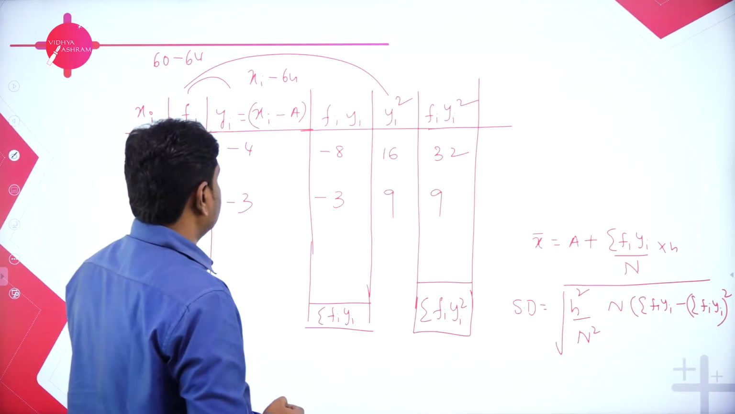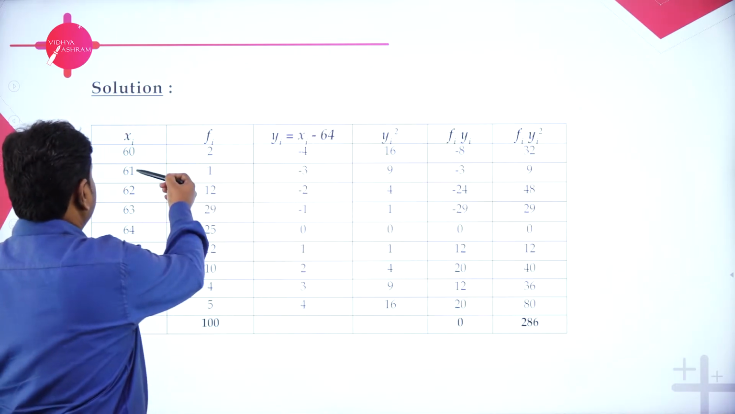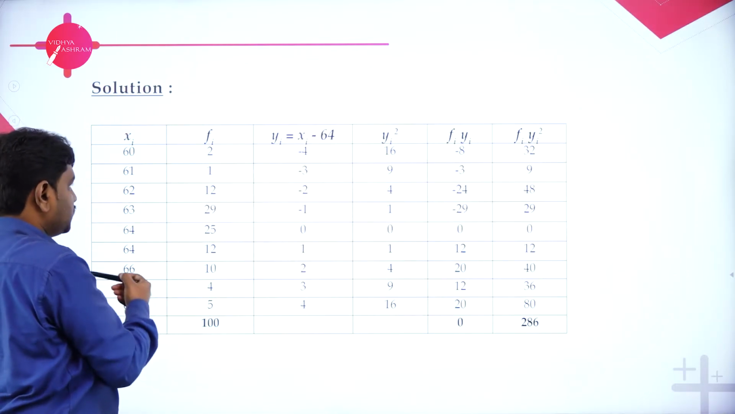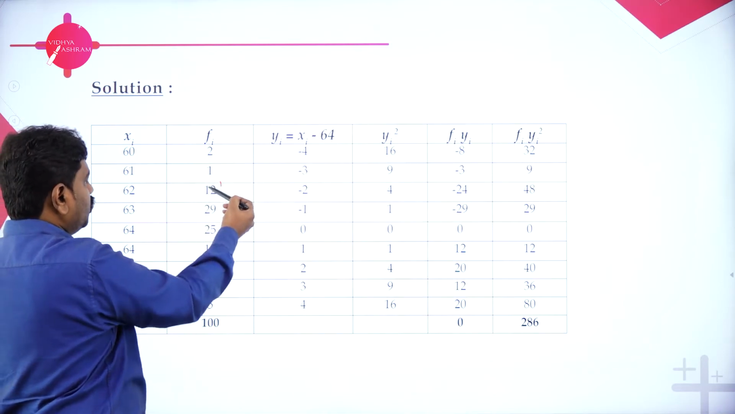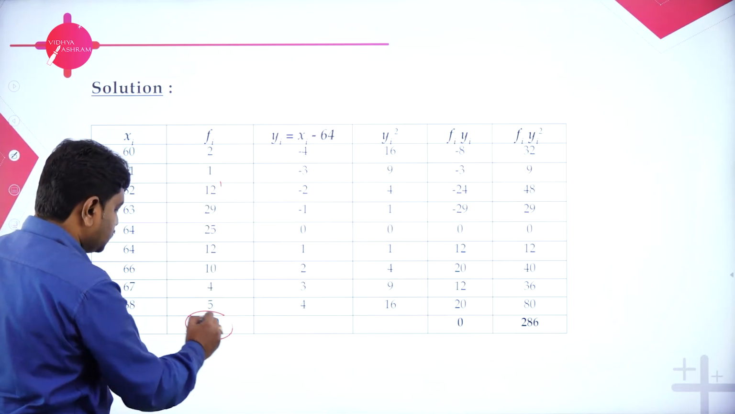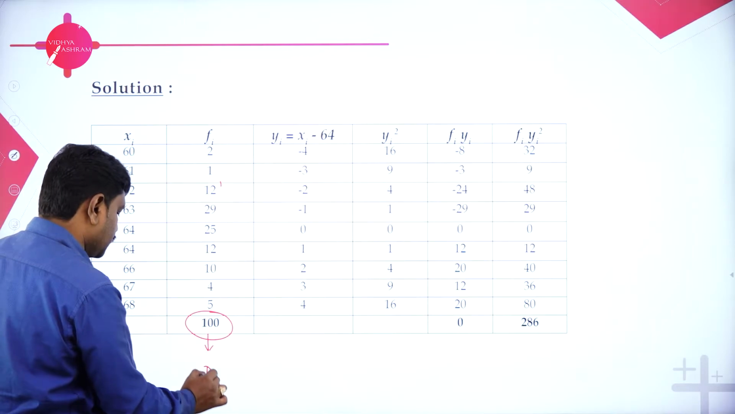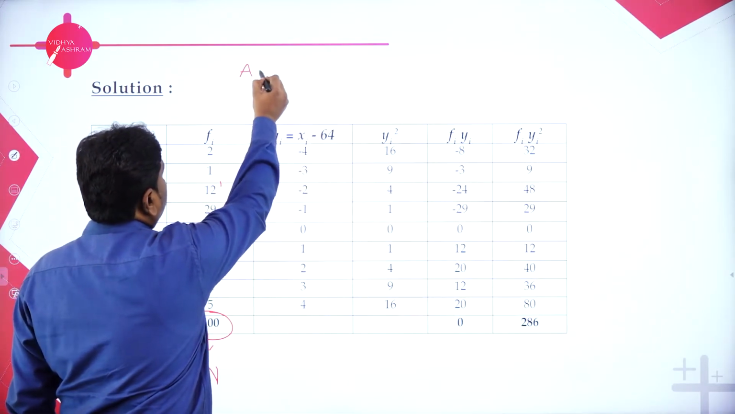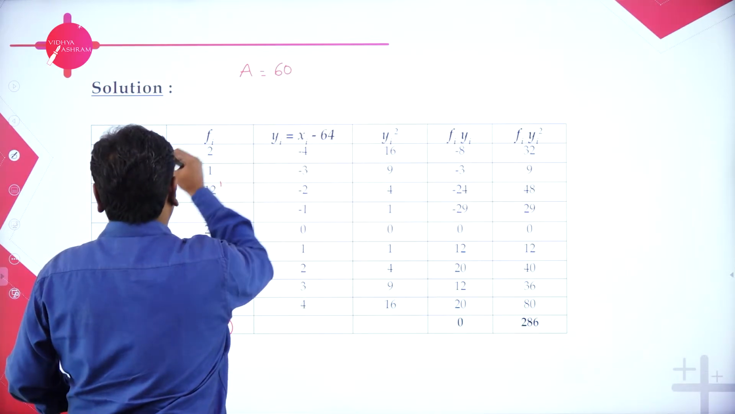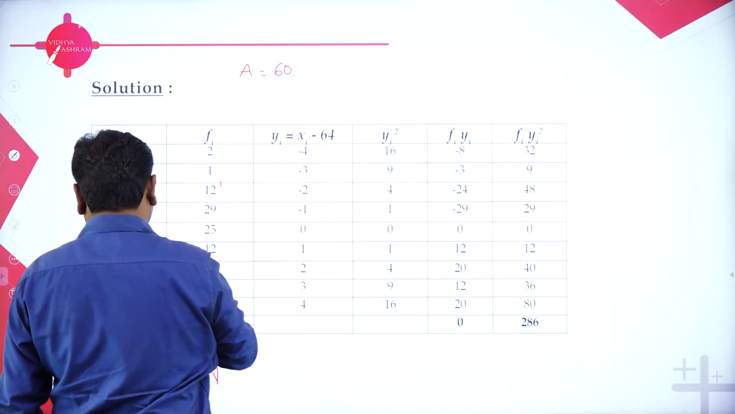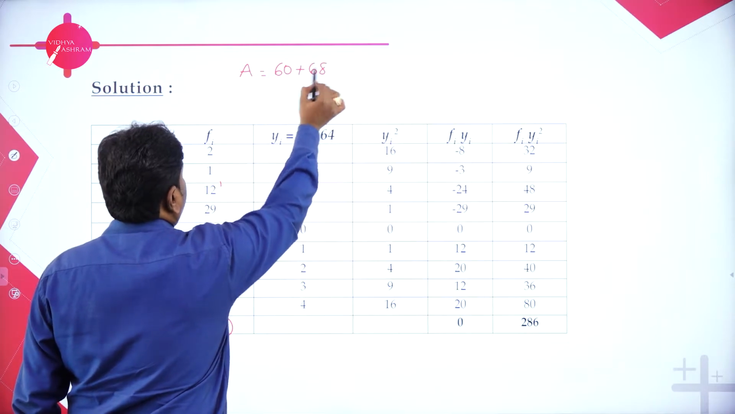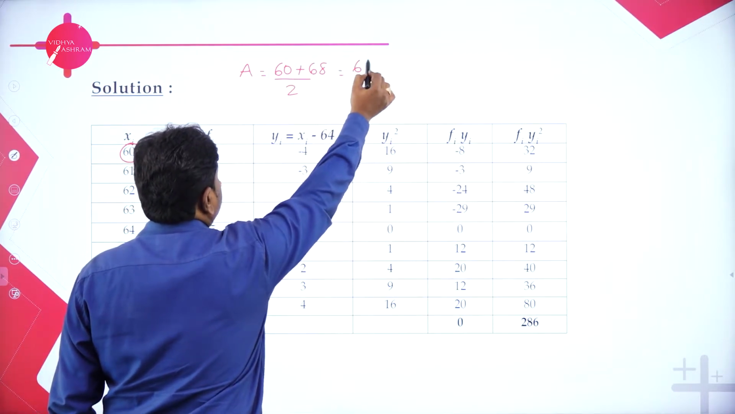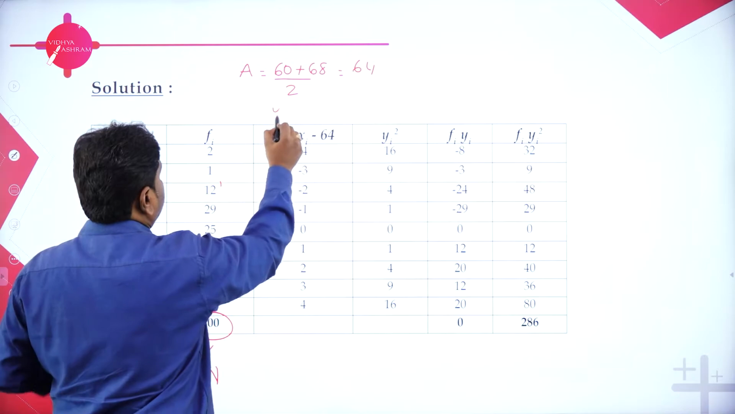So dear students, now this is the table. They gave xi 60, 61 till 68 and they gave fi 2, 1 like that. Now add this, the sum is called N. And yi, how to calculate yi? First you should find the assumed mean. We got 60 as the first entry and 68 as the last entry. By 2, if you do, you will get assumed mean as 64.